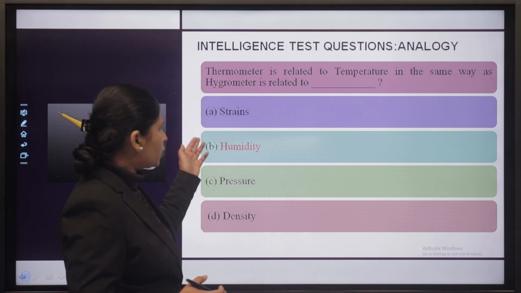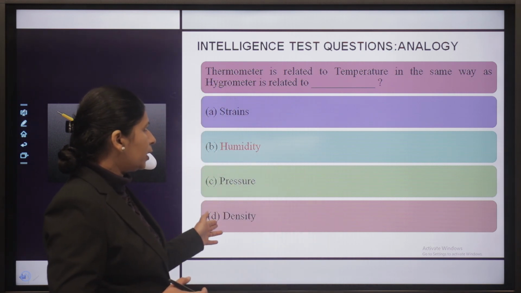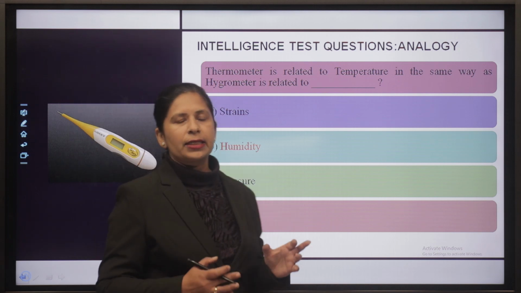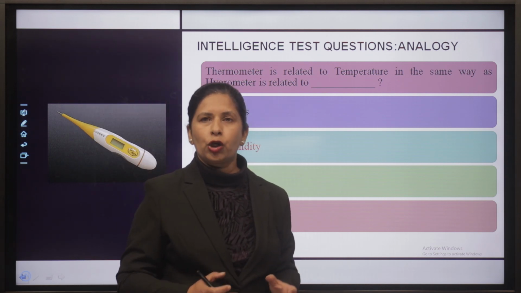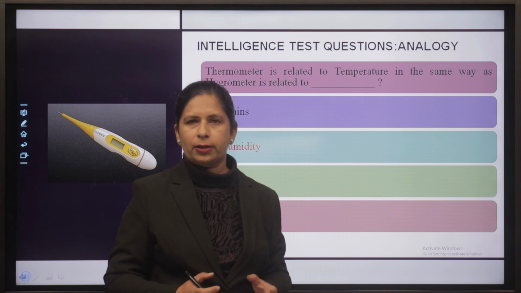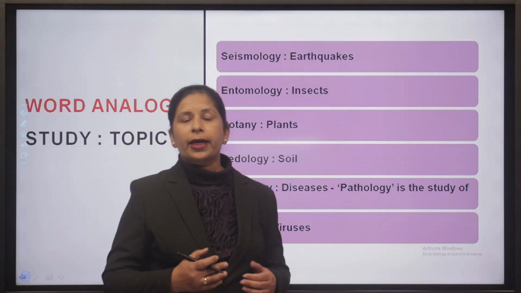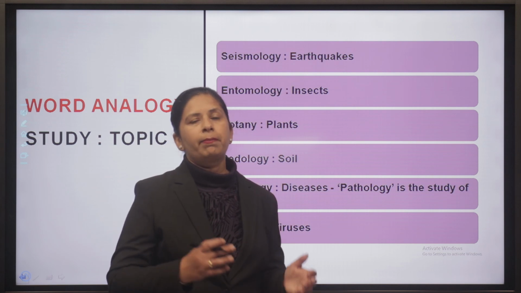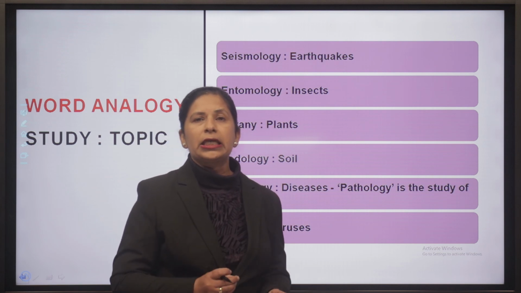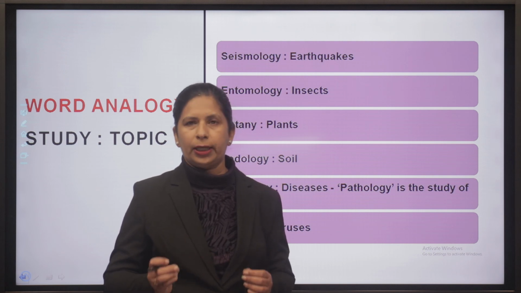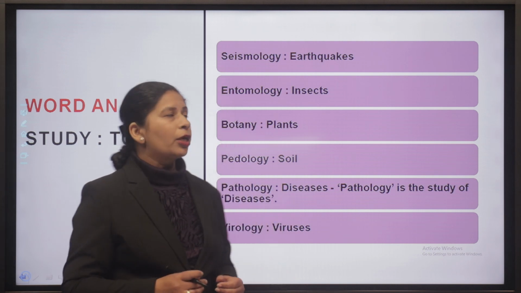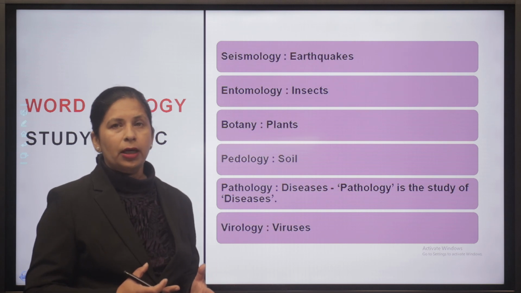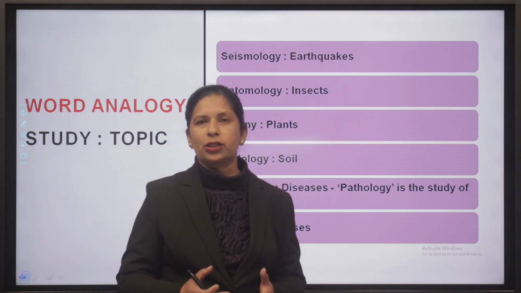The options given are strains, humidity, pressure and density. But if you know that hygrometer is an instrument that is used to measure humidity, so that will be your correct answer. Then again, more questions that are based on word analogy are study plus topic. किस चीज की स्टडी को हम क्या बोलते हैं? Like when we are talking about the study of earthquakes की study को हम बोलते हैं seismology.